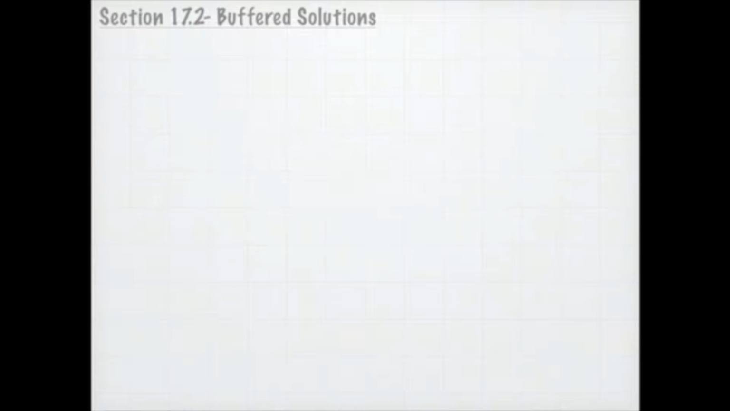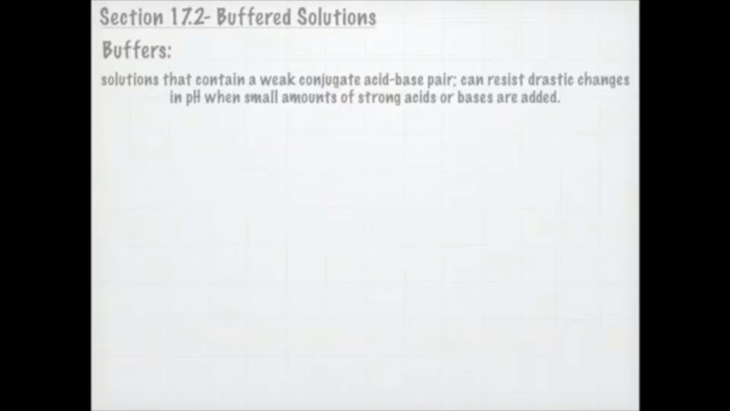The next concept that we're going to look at are buffered solutions. Buffered solutions use this concept of the common ion effect, but enable us to consider how solutions can actually minimize the effect of adding a strong base or a strong acid by limiting how much the pH of their solutions is changed. So buffers specifically are solutions that contain a weak conjugate acid-base pair, and they can resist drastic changes in pH when small amounts of strong acid or base are added.